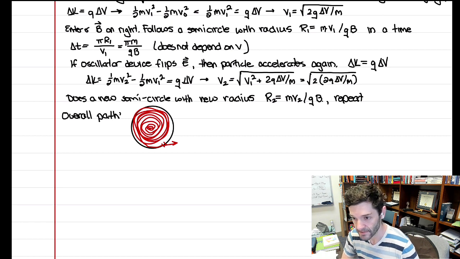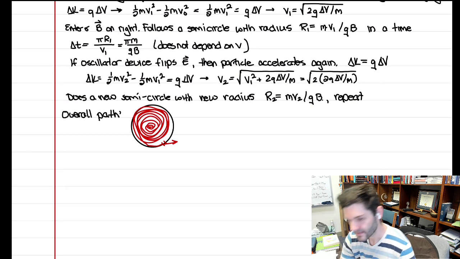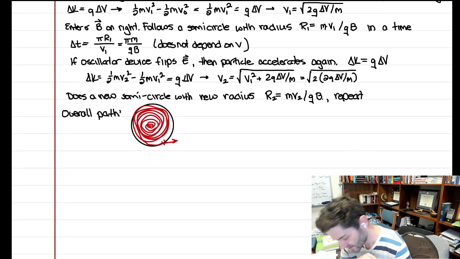Let's finish this idea of cyclotrons. So essentially, again, you can ask, how much time.